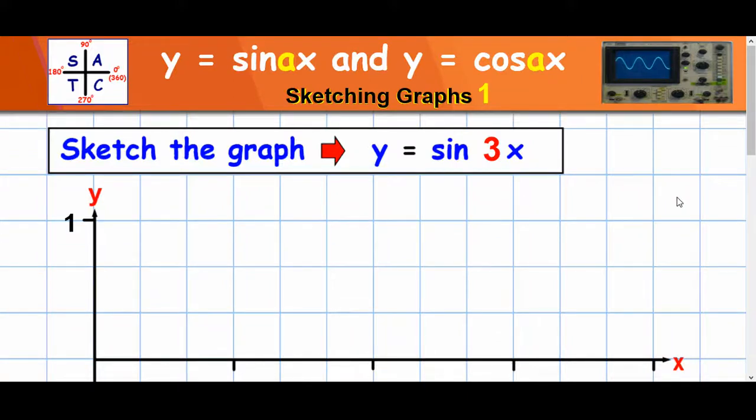In this lesson, we're going to continue doing the same kind of work we did in the last lesson, but we're going to do lots of different examples on drawing the graphs. In each case, I'm going to show you the equation of the function, and we're going to look at how to draw it. The first one we're going to look at is y equals sine 3x.